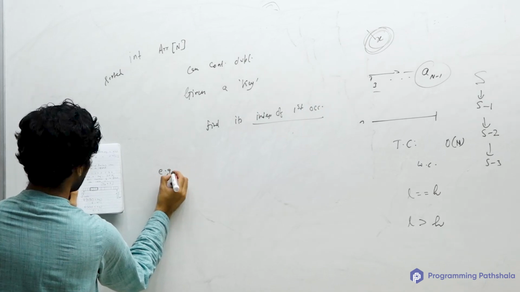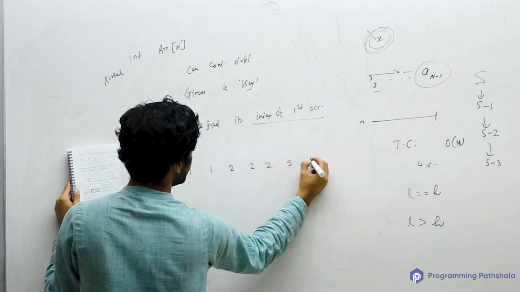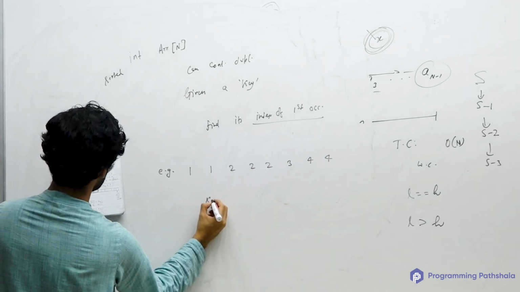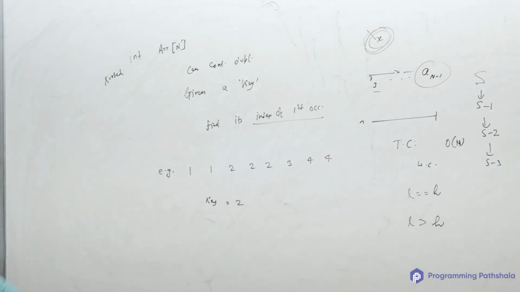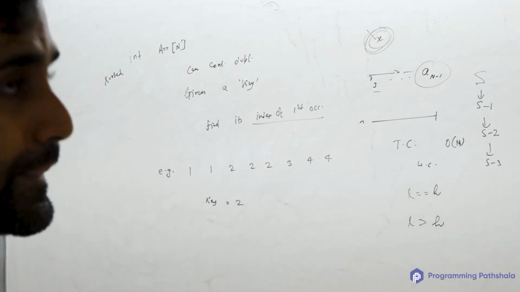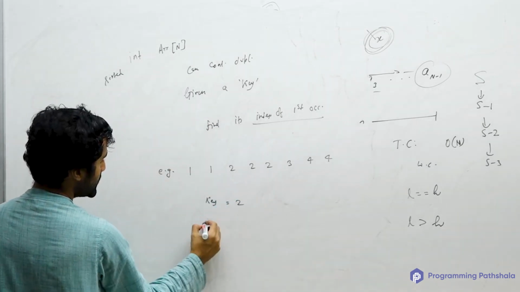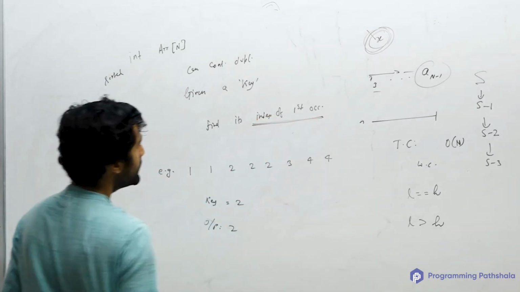So let's say your array is 1 1 2 2 2 3 4 4, and let's say your key is equal to 2. So what should be the answer over here? What is the index of first occurrence of 2? 2 is occurring at multiple indices, index 2, index 3, index 4. So here the output should be index 2 because I am interested in the index of first occurrence.